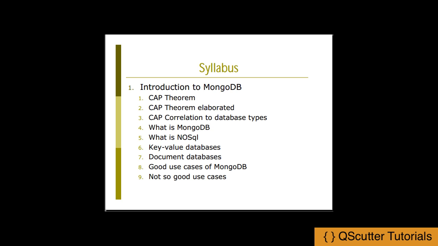We'll elaborate the CAP theorem. We'll correlate it to database types. Then we have an introduction to MongoDB, an introduction to NoSQL, key value databases, document databases, good use cases of MongoDB and not so good use cases of MongoDB.